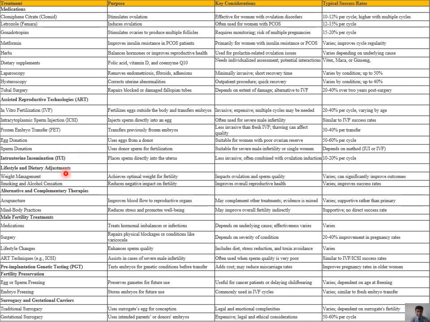Weight management and lifestyle management can also be one of the concomitant things that you can do for managing infertility. Then we have acupuncture, mind-body practices. Then we have male fertility treatments.